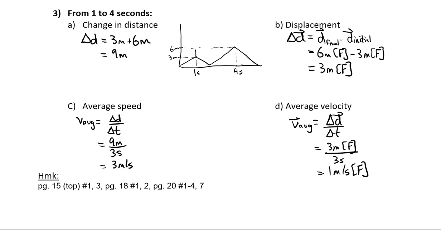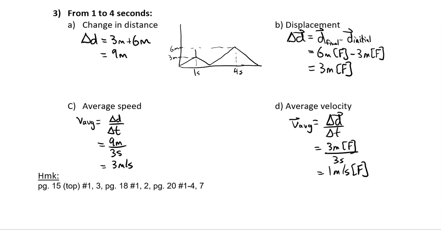The displacement: we started at a position of 3 meters forwards, and we ended at a position of 6 meters forwards. And so using that idea of the final position minus initial position, which many of you probably did in your head, you can just say, well, 6 meters forwards minus the 3 meters forwards gives you a displacement of 3 meters forwards. And then it's just a matter of using the equations we've done before. So the average speed is 3 meters per second, and the average velocity is only 1 meter per second.